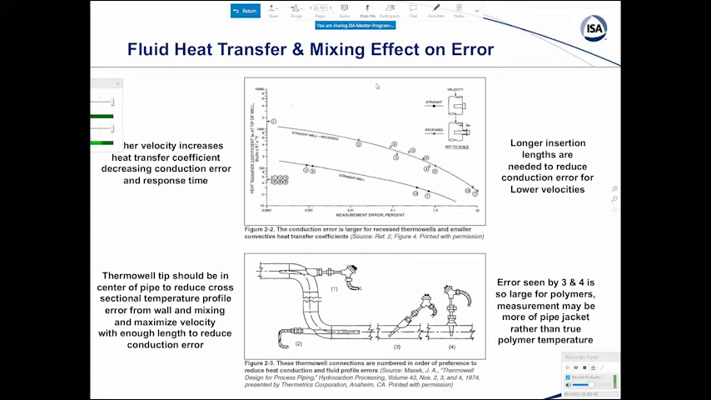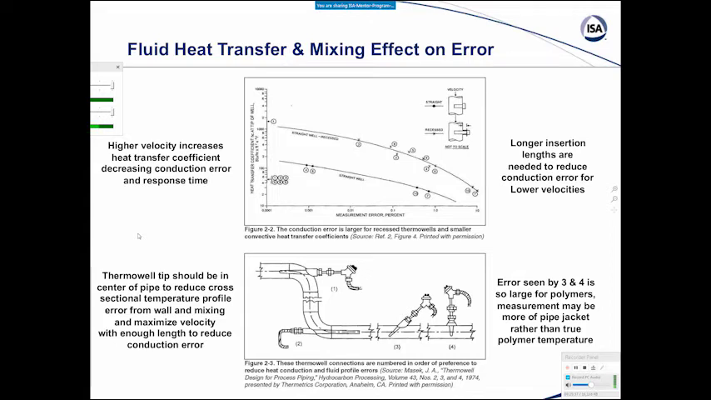Here we looked at the fact that if you have a recessed thermal well, naturally the conduction error is going to be larger. And you can see how the heat transfer coefficient is going to affect it. You want to maximize the heat transfer coefficient so that the error from conduction is minimized, and the way you can maximize the heat transfer coefficient is by a higher velocity.